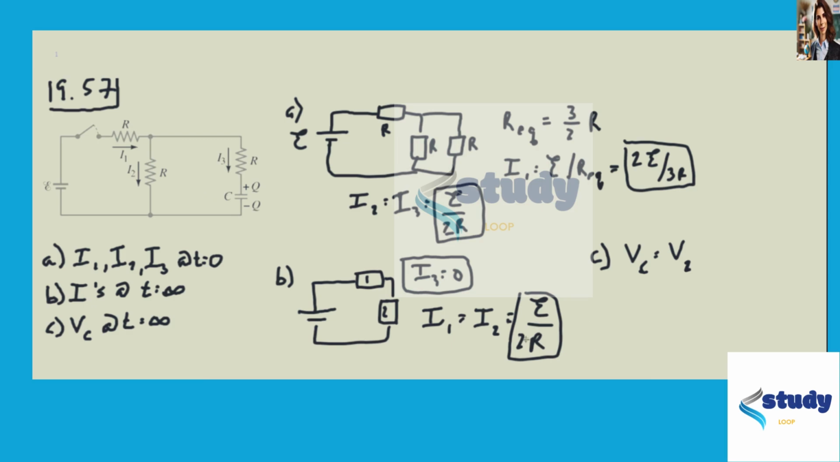We know that the current through resistor 2 is E over 2R. So by Ohm's law, this is I2 R2. So this is R times E over 2R, which just gives us E over 2 because then the R's cancel.